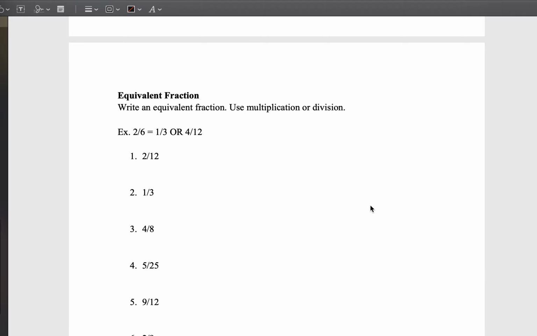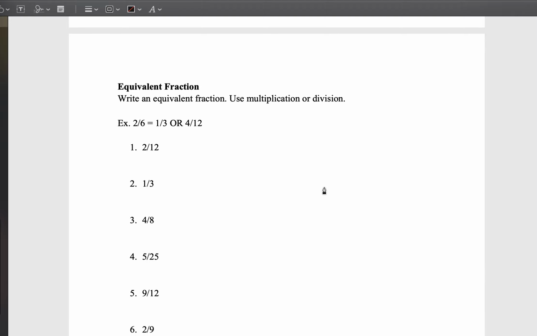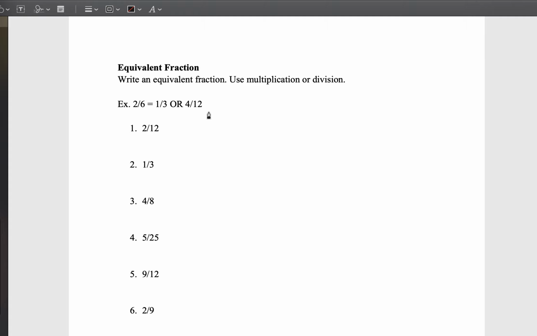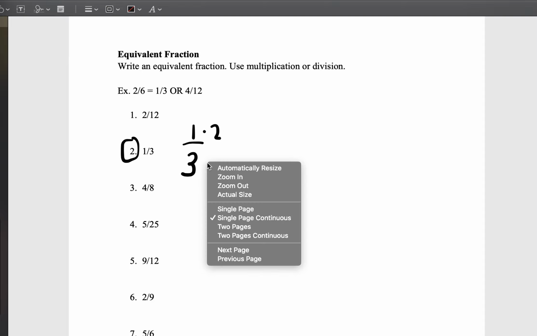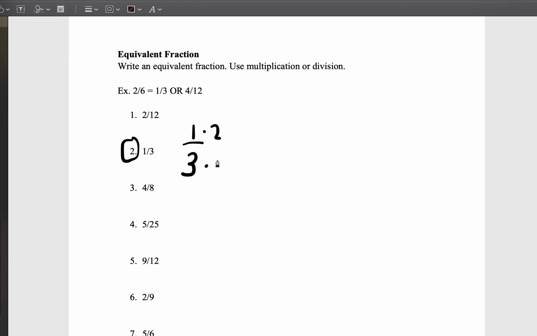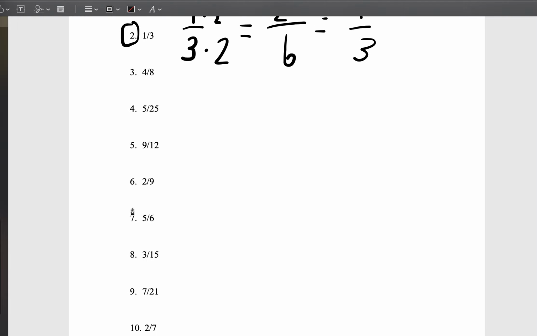Equivalent fractions. Write an equivalent fraction using multiplication or division. It gives us an example like this. Let's try number 2. So 1 over 3. I'm going to do multiplication for this. When multiplying, you could multiply by any number and it'll be the same. So let's multiply by 2 on both sides, which equals 2 over 6. So 1 over 3 is the same thing as 2 over 6. It's pretty simple.